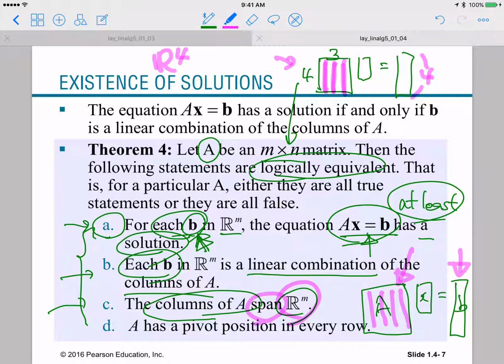So A, B, and C are the exact same thing. And then the last one is the most important and a little bit tricky one. A has a pivot column in every row.